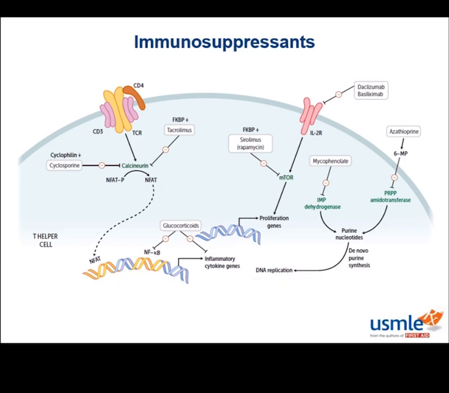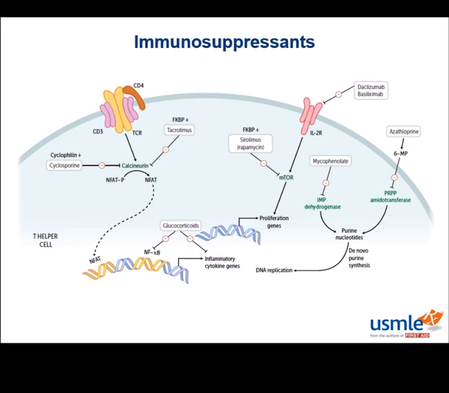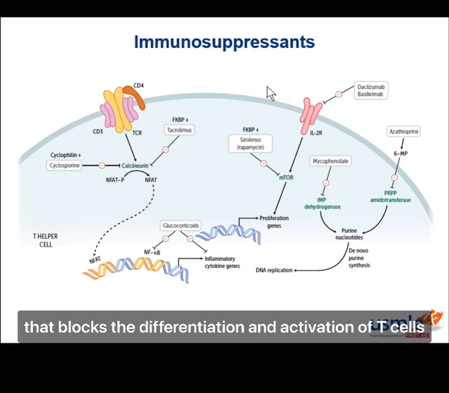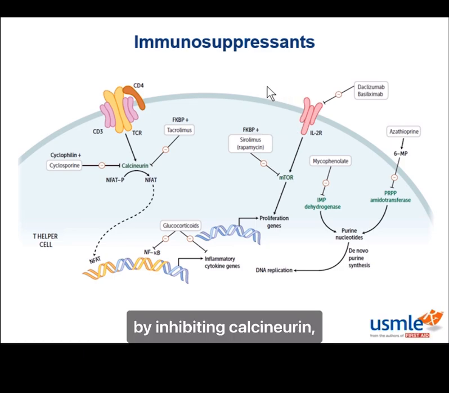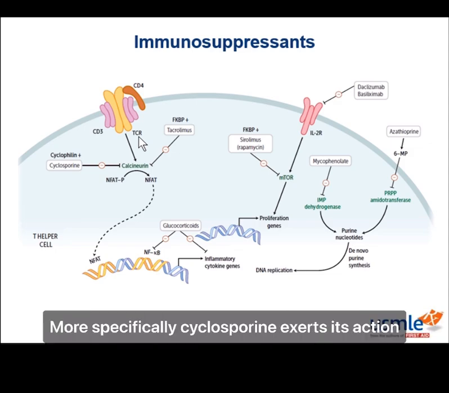So this diagram represents the different ways that our immune or inflammatory response can be activated. Over here, we have the IL-2 receptor, which we know is necessary for NK and T cell activation. We have the T cell receptor over here, and we have some key players in purine synthesis. So let's go through this.